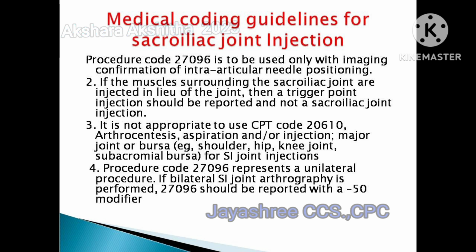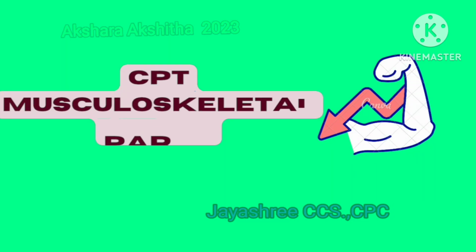You may think the hip can be coded as a sacroiliac joint, but we should not code that. For the sacroiliac joint we have a separate code, 27096. So that's all about musculoskeletal part 4. Let's see in the next video respiratory coding guidelines part 1.